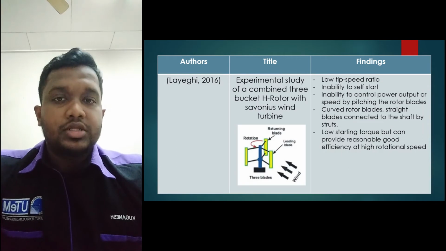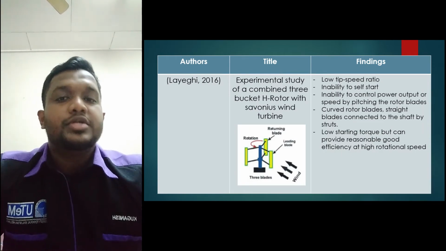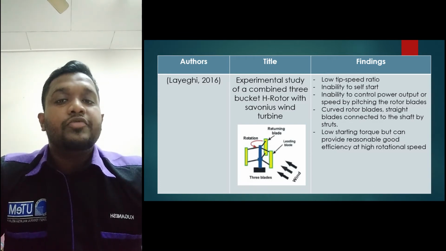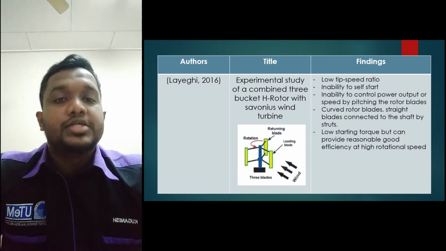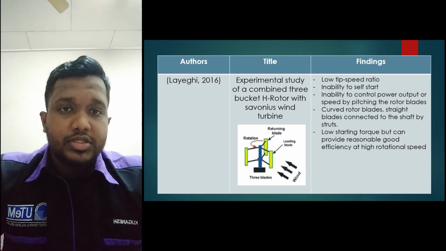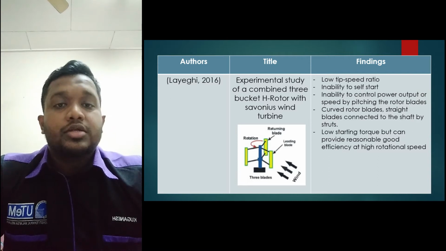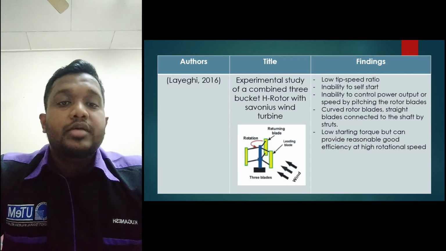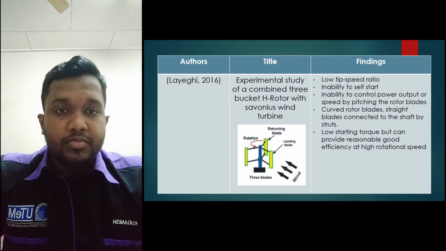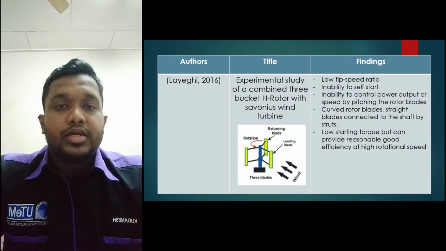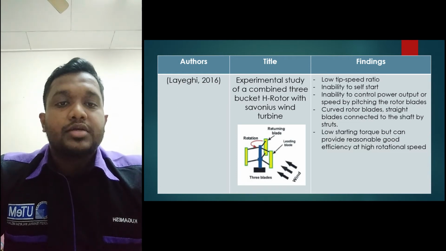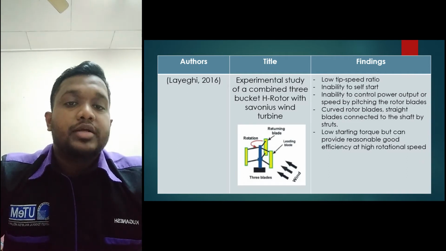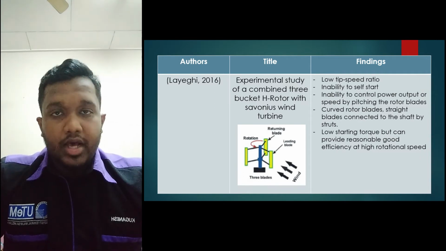The third journal I used is Experimental study of a combined 3 bucket H rotor with a Savonius wind turbine. The author of the journal is Lahegi, 2016. The finding of the journal is that the H rotor has a low tip speed ratio and an inability to self start, and an inability to control power output for speed by pitching the rotor blades. Also, the curved rotor blades and straight blades are connected to the shaft by struts. The H rotor also has low starting torque but can provide reasonably good efficiency at a high rotational speed.